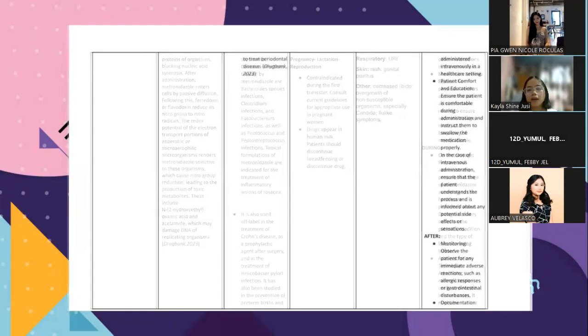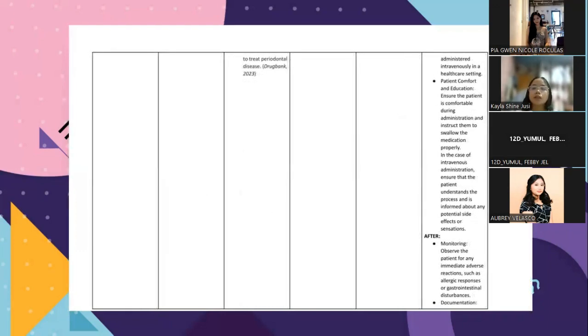It might be administered intravenously in a healthcare setting. For patient comfort and education, ensure that the patient is comfortable during administration and instruct them to swallow the medication properly. In the case of intravenous administration, ensure that the patient understands the process and is informed about any potential side effect or sensation.